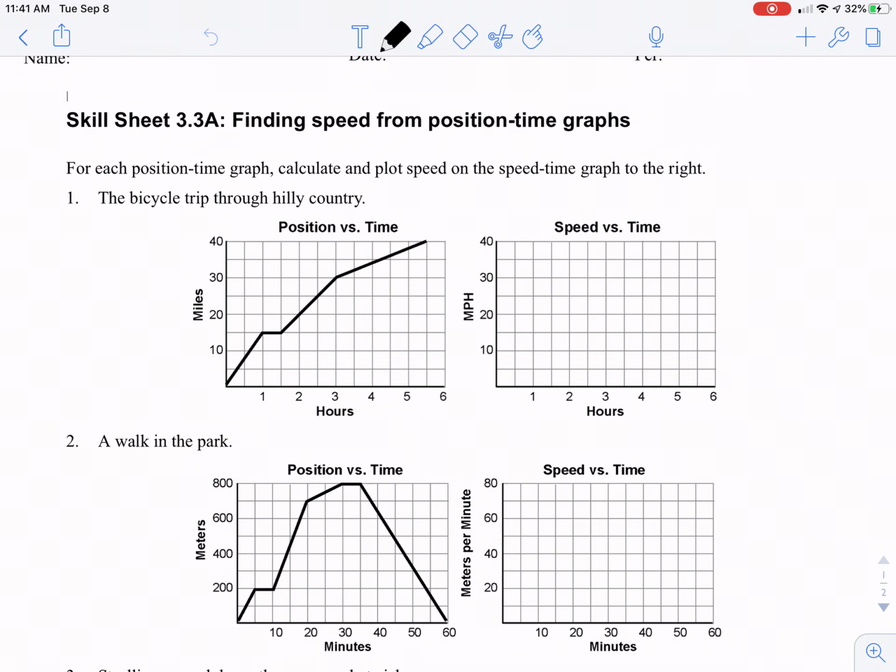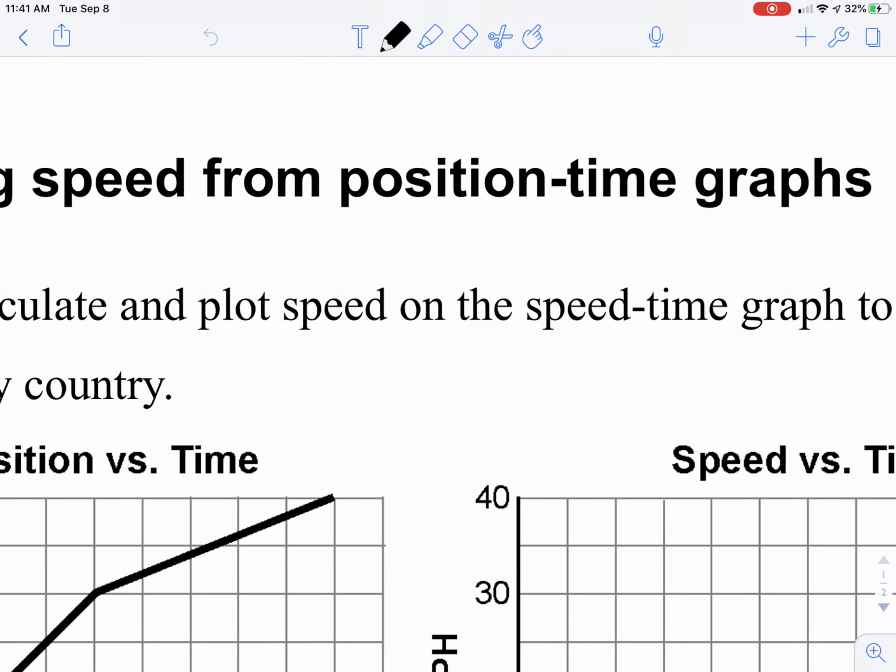In this short video, I'm going to show you an example of how to find the speed from a position time graph and how to plot that speed on a speed time graph over on the far side. I'm going to go ahead and do example number 2, and that way you have an opportunity to try example 1 and 3 yourself. Now, one thing that we need to know is the following.